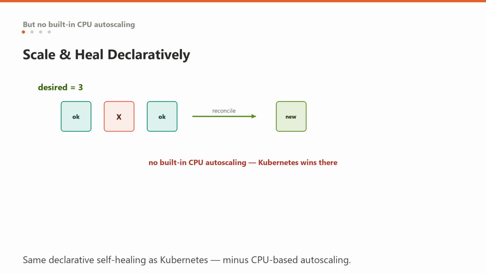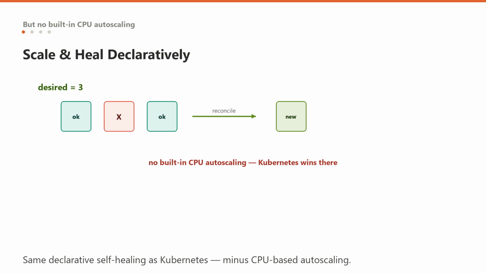And Swarm, like Kubernetes, is constantly reconciling desired versus actual state. If a container crashes, or a whole node goes down, the manager notices the actual count has dropped below the desired count and schedules replacement tasks on healthy nodes. You get the same self-healing guarantee as Kubernetes from the same declarative model, just with less to configure.